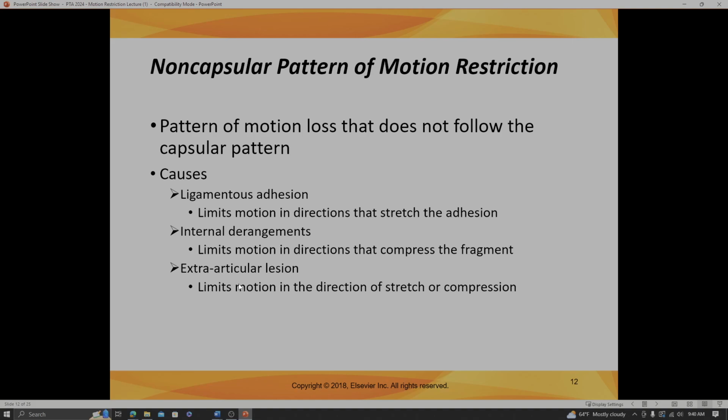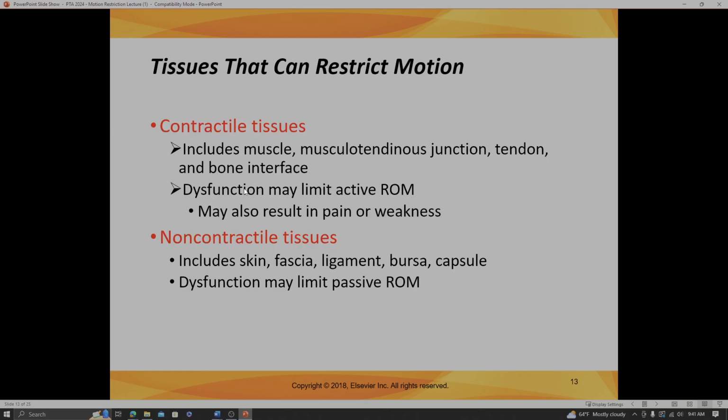And then extra-articular lesions are going to limit the range of motion. These could be other tissues surrounding the joint, like muscular damage, soft tissue damage, or integumentary damage. Those can also limit range of motion. So just remember that there are different types of tissue that can contribute to restriction of motion.